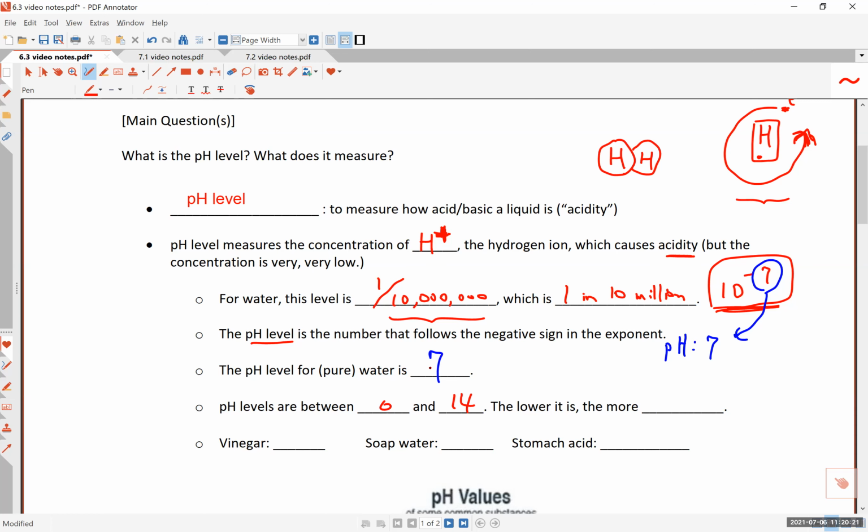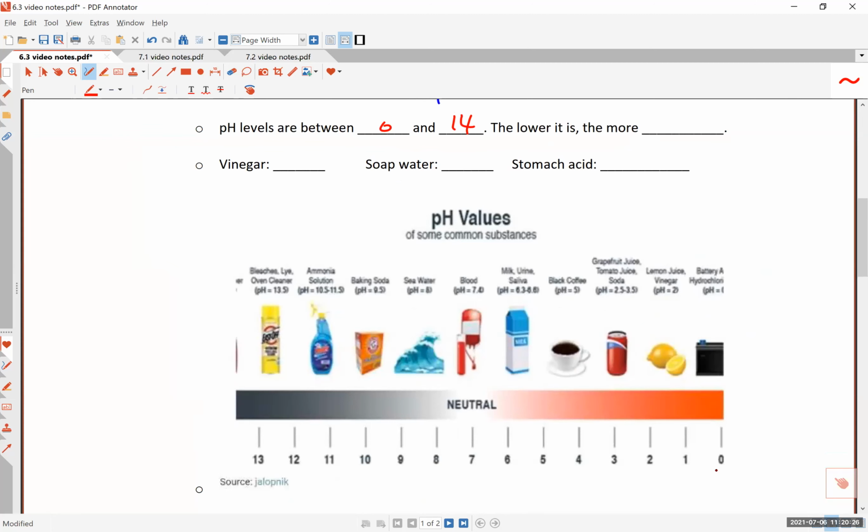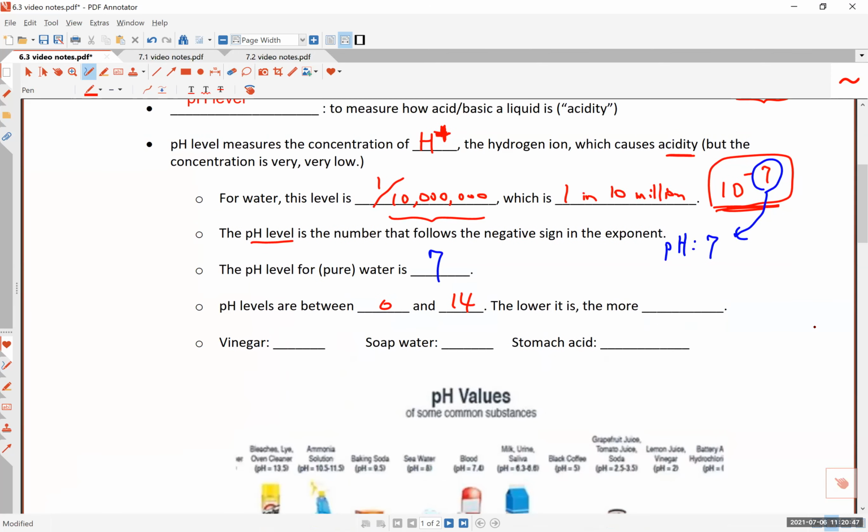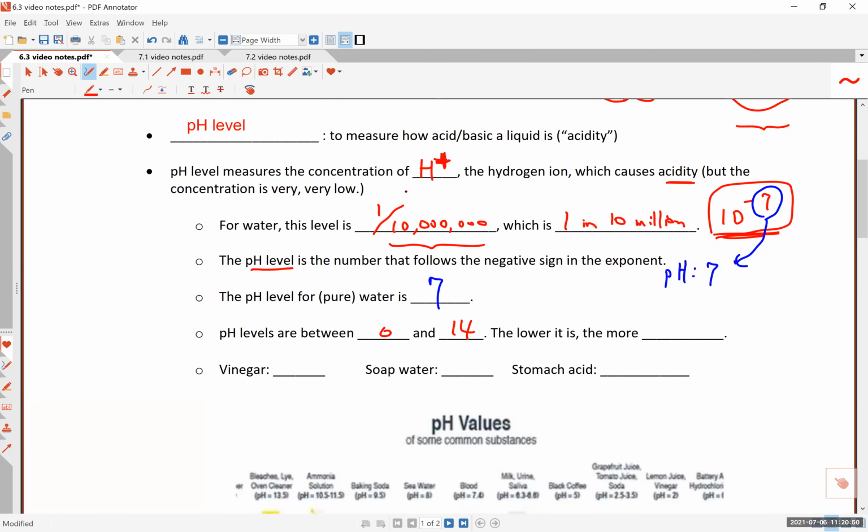Notice here 7 comes right in the middle. That's the pure water. I have a little picture below here. This goes from 0 to 13. Now remember, this means 10 to the negative 13, which is 1 over 10 trillion. So these really don't have many H pluses, whereas these have lots of H pluses, but these are still small numbers compared to 1, for instance. So the lower it is, the more acidic it is.